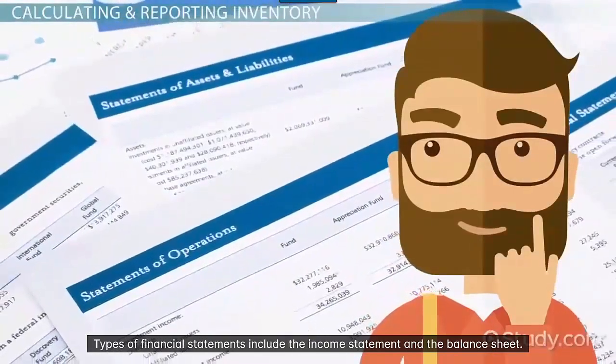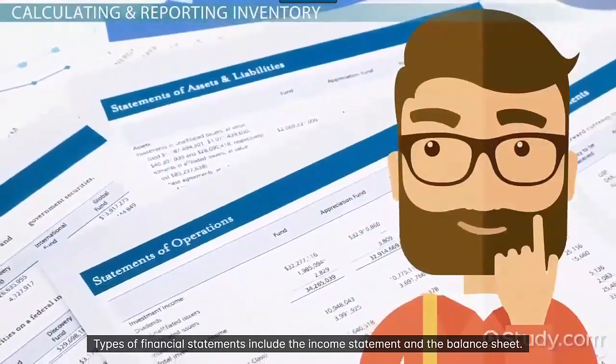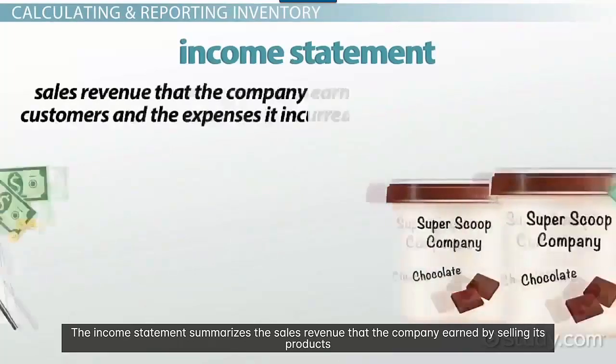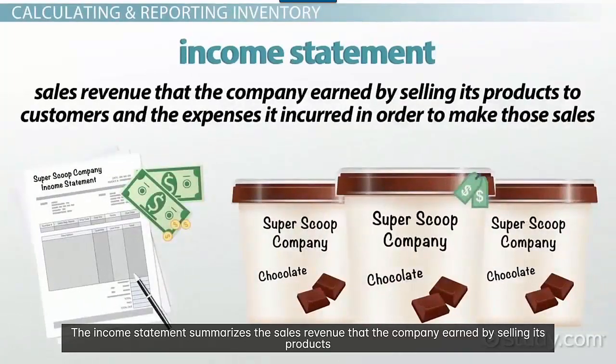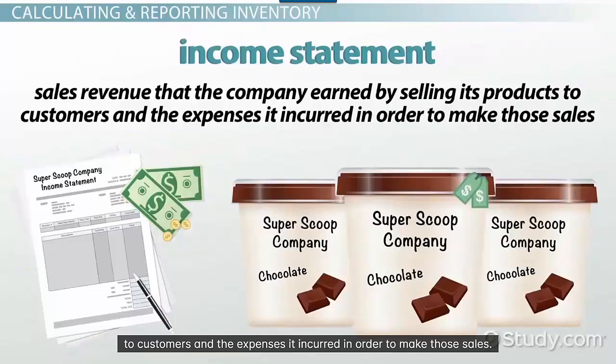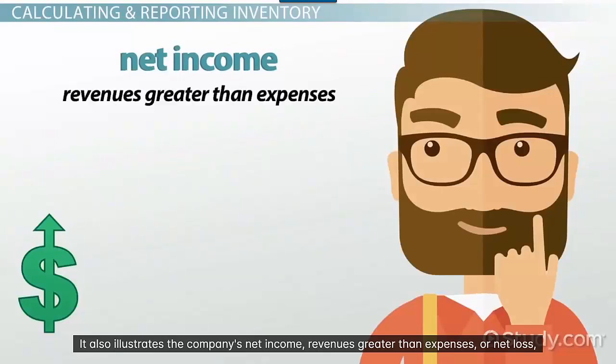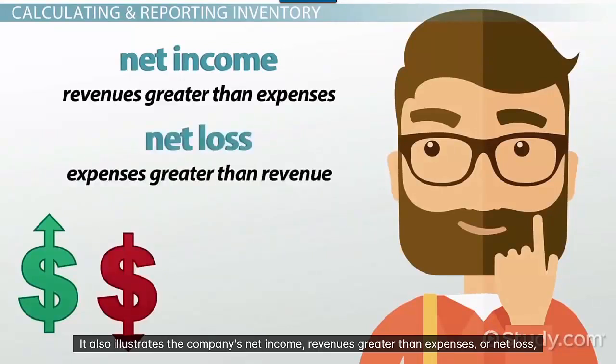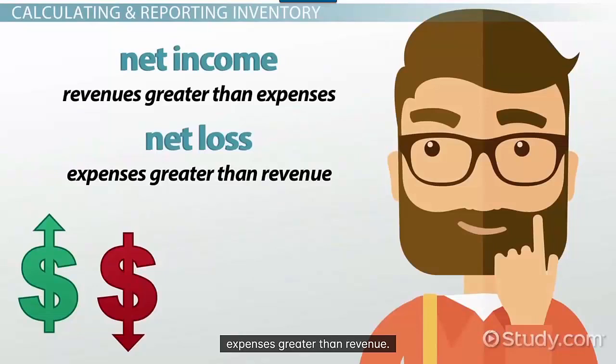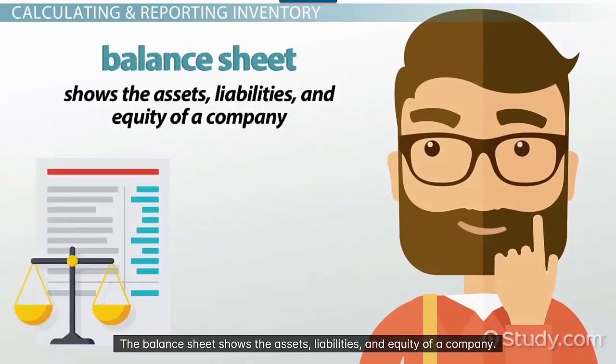Financial statements summarize the financial position of a company. Types of financial statements include the income statement and the balance sheet. The income statement summarizes the sales revenue that the company earned by selling its product to customers and the expenses it incurred in order to make those sales. It also illustrates the company's net income, revenues greater than expenses, or net loss, expenses greater than revenue.